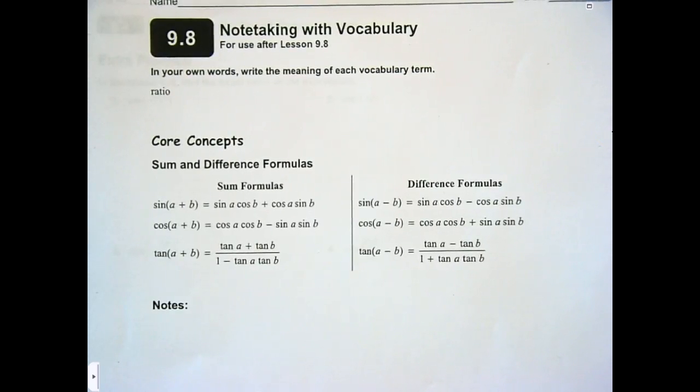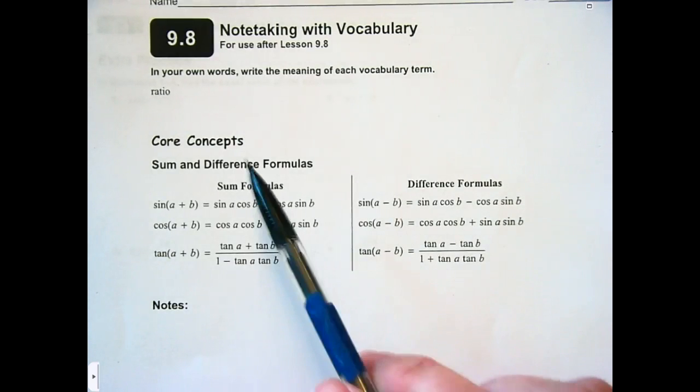Hey, 9.8, we're doing the sum and difference formulas. Okay, last section. This is page 279 of your student journal.